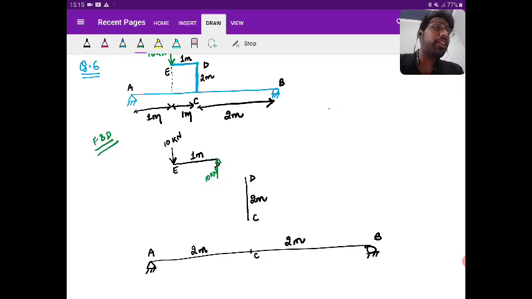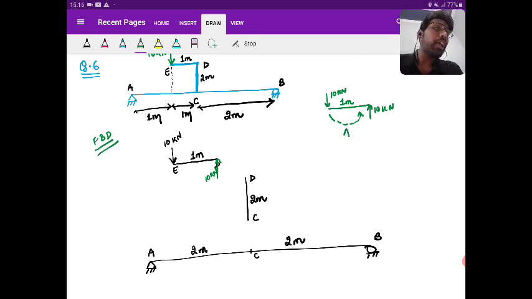While doing so, you can see that one force is 10 kilonewton downward and the other force is 10 kilonewton upward, and the distance between them is 1 meter. They are not acting on the same line, so they are going to create a couple. The couple you can see in which direction?